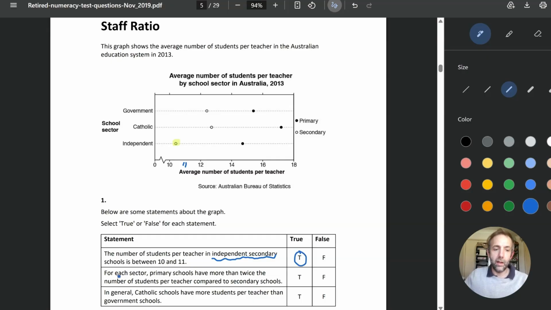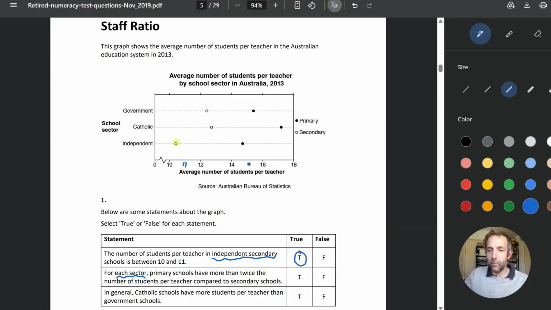The next statement says, for each sector, primary schools have more than twice the number of students per teacher compared to secondary schools. So this needs to be true for every sector. It can't just be one. So, for example, if we look at the primary in the Catholic system, that needs to be twice as much when compared to the secondary Catholic system.